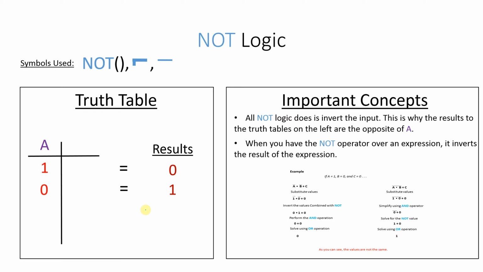Okay, this is NOT logic. And NOT logic is even easier. Well, for me it is. I would say it's even easier than both AND and OR logic. All it does is it inverts the value. So the result is always the opposite of the variable that it's used with. For an example, if you saw A, the inverse of A, this is what the equation would look like for the results.